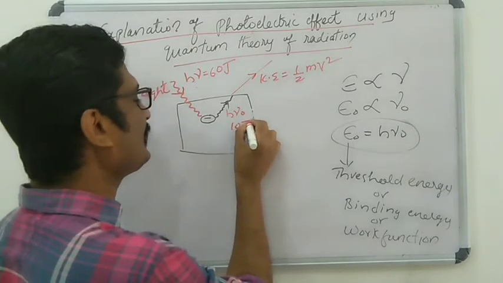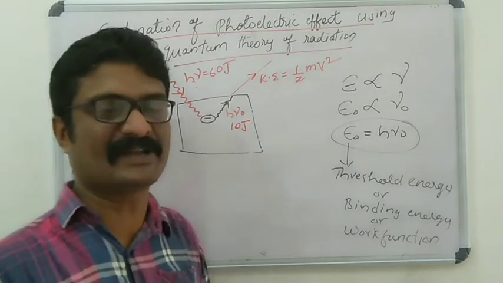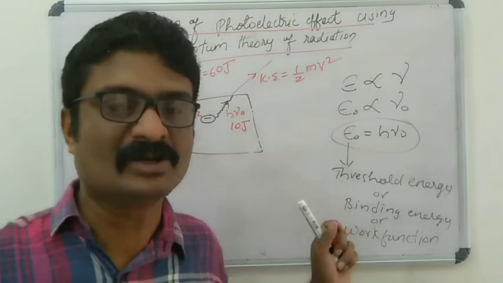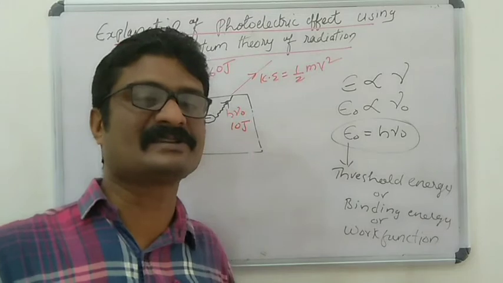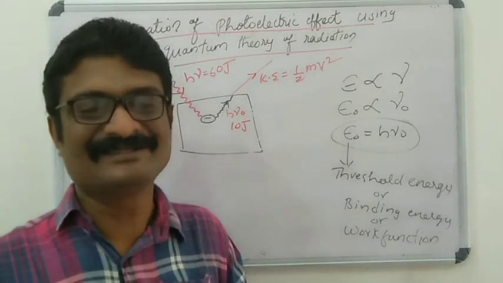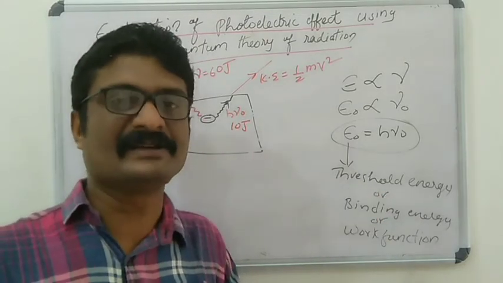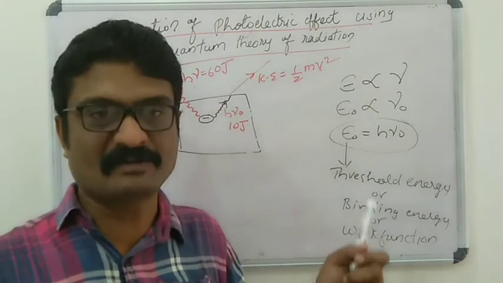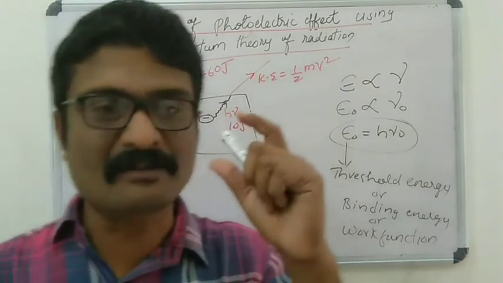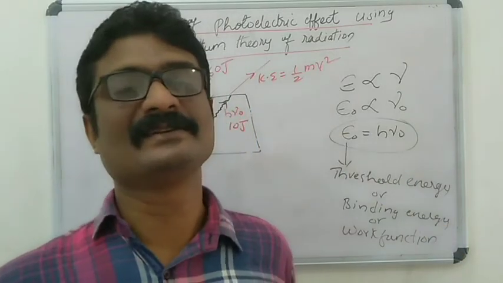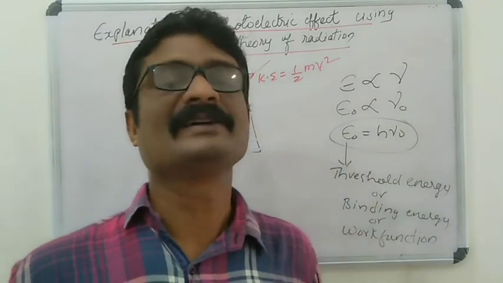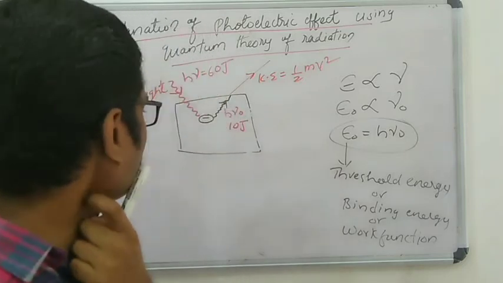10 joule is the threshold energy of that metal. Threshold energy of a particular metal is always constant. Already we have learned threshold frequency is different for different metals. Then the threshold energy is also different for different metals. That means a particular metal's threshold energy is always constant.